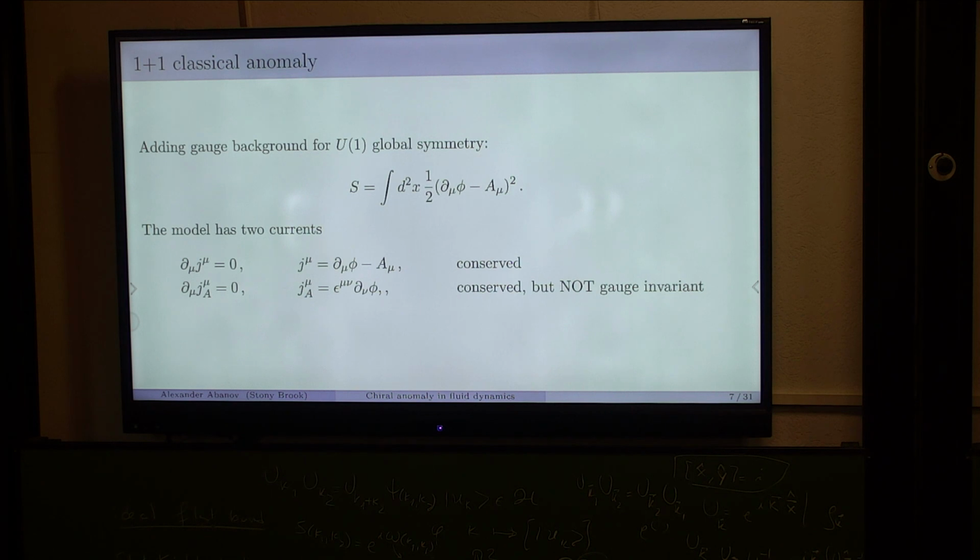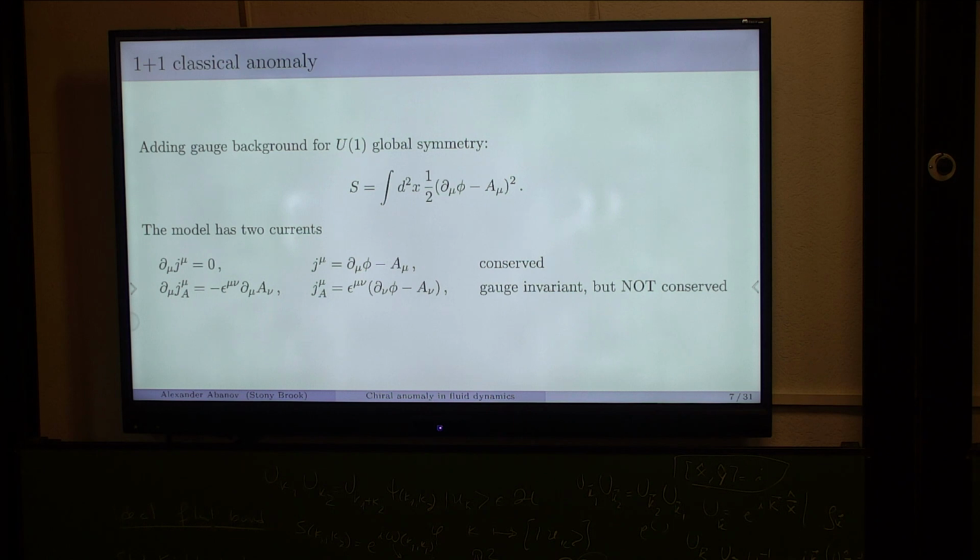Let me start with the vector current. To add the background gauge field for the U(1) global symmetry, we just shift d phi by A. And you can see that the global symmetry becomes local. This model has 2 currents. One is J, defined by d phi minus A, and it is conserved. The other current is again conserved, because it's just commutation of partial derivatives, but now it is not gauge invariant with respect to the gauge symmetry. So it should be fixed if you want it to be observable.